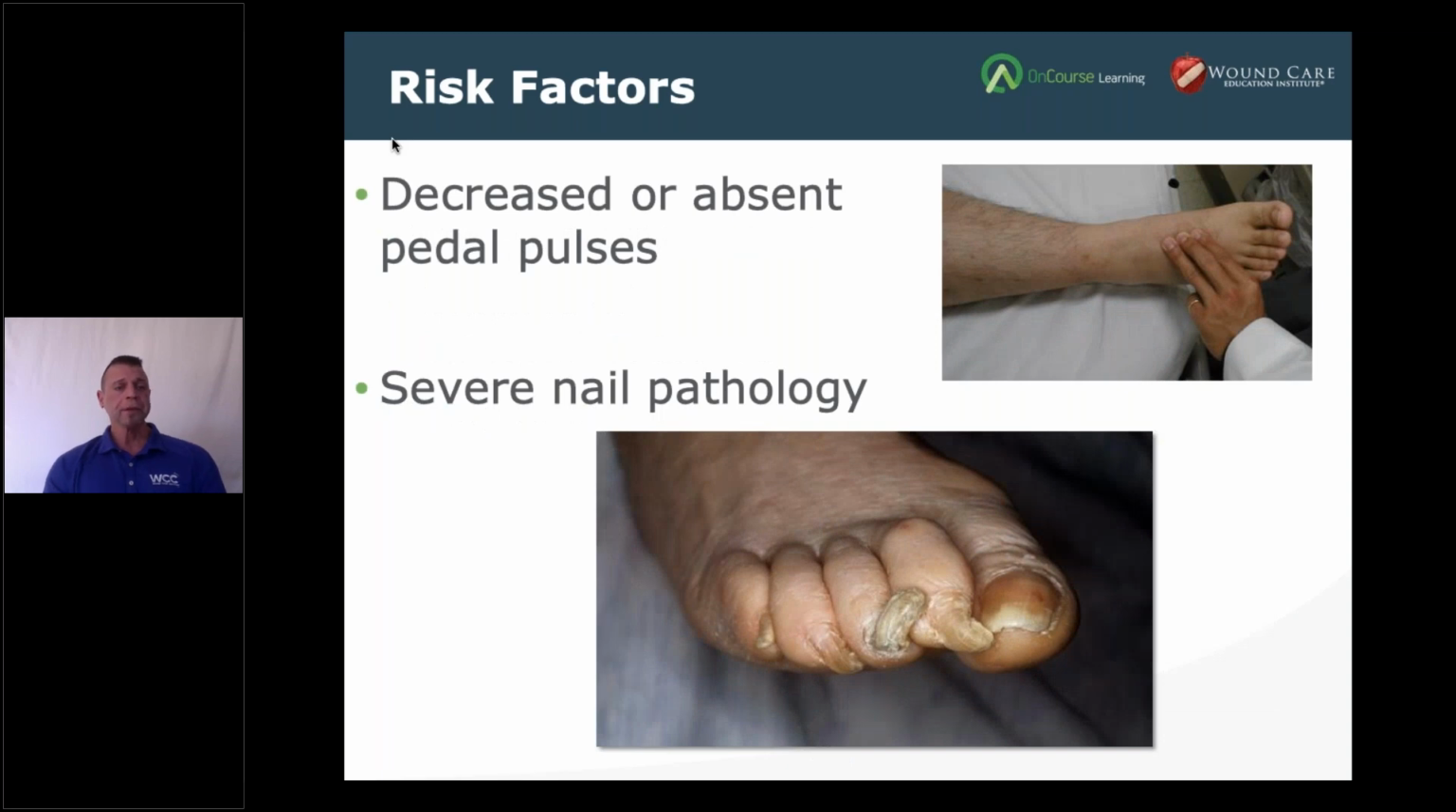Having decreased and absent pedal pulses simply indicates that our patient likely has poor blood flow to their limb, which again is going to be a risk factor for getting wounds as well. We already kind of discussed the severe nail pathologies that can develop in these patients. If there's any DWCs in the crowd here listening in today, I'm sure you remember all the different nail formations that we went over in that DWC class.